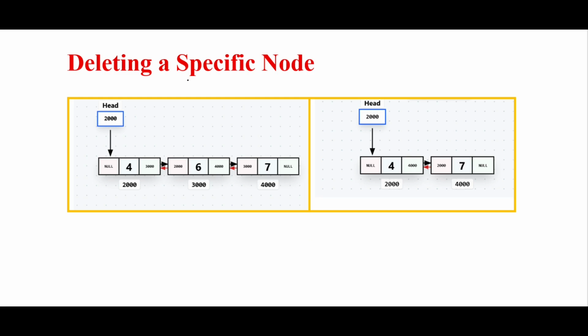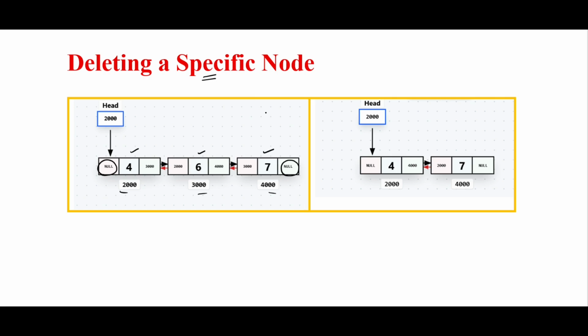Dear students, in this video we are going to delete a node at a specific position. Let us discuss with the diagram. This is the existing list 4, 6, 7. These are their addresses, and the head contains the address of the first node, that is 2000. The head's previous is null, and the last node's next will be null.